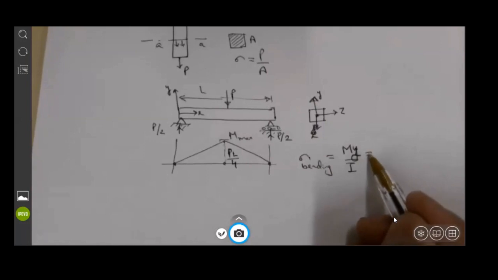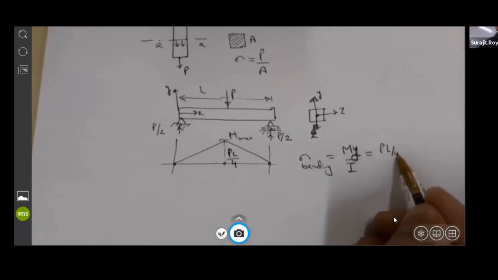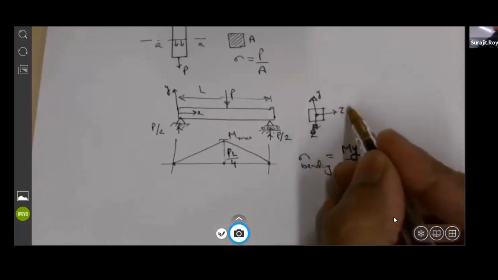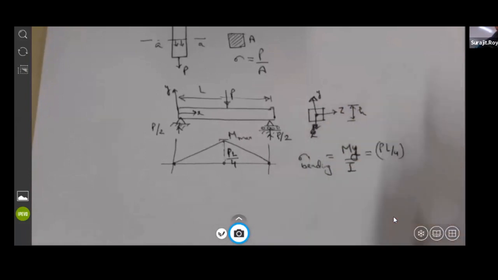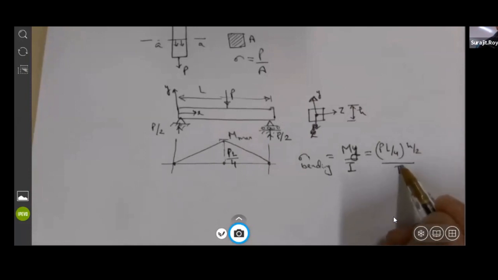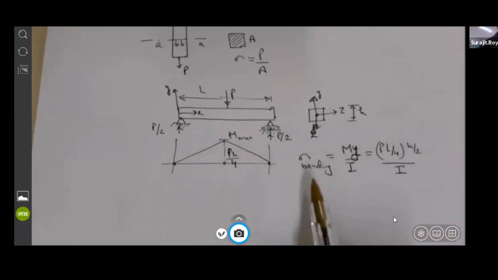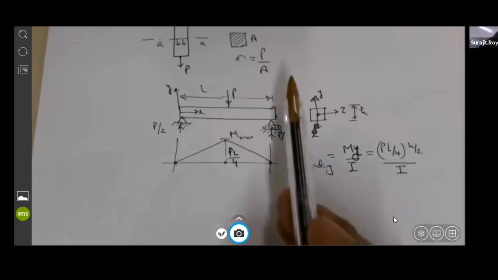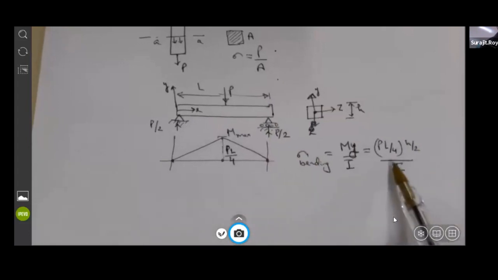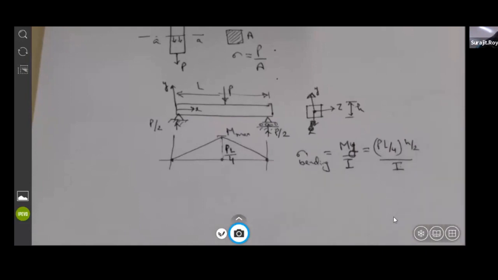Yeah, so sigma bending max will be PL over 4 times, if the height is h, then h over 2 divided by the moment of inertia. That will be the bending stress. Now, if you say that stress is force per unit area, I do not see force per unit area here. So this is a completely different stress, right, guys? Is everybody following it so far? Okay, so I will not go further into the discussion about Mohr circle.